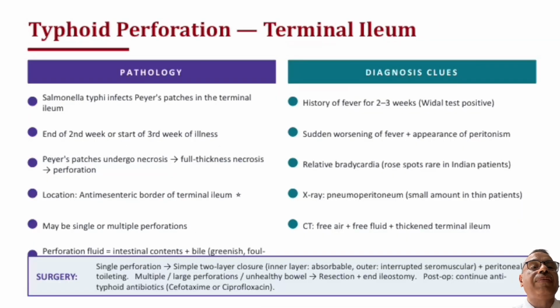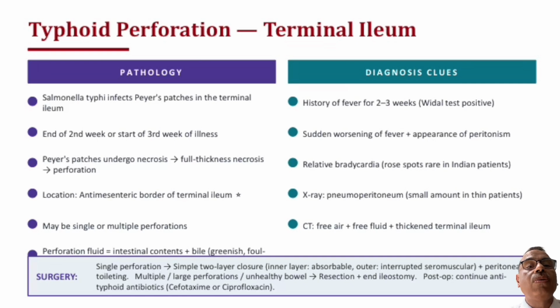Typhoid perforation, as we have seen, occurs typically in the terminal ileum because Salmonella typhi has a predilection for Peyer's patches, which are abundant there. This perforation generally occurs at the end of the 2nd week or the start of the 3rd week of illness. These hypertrophic Peyer's patches undergo necrosis, which can lead to perforation of the terminal ileum. Generally, the location is the antimesenteric border. It may be a single or multiple perforation, which we had seen in the previous diagram, and once the perforation occurs, all the intestinal contents with bile go into the peritoneal cavity.